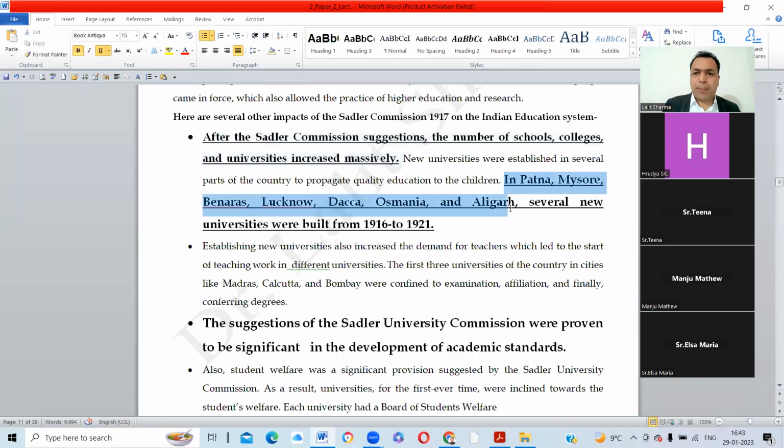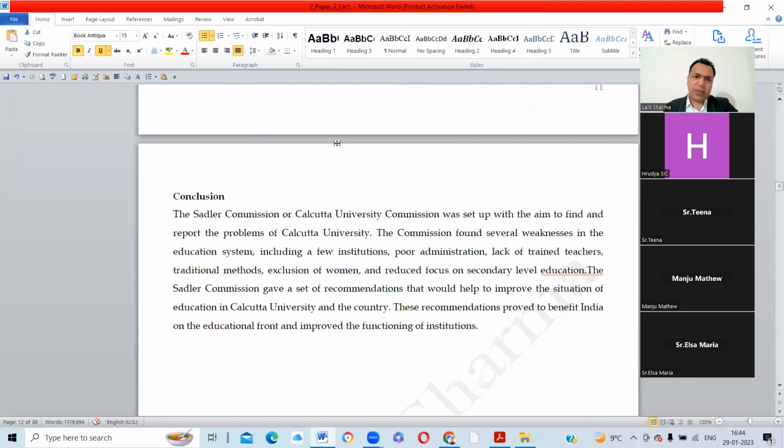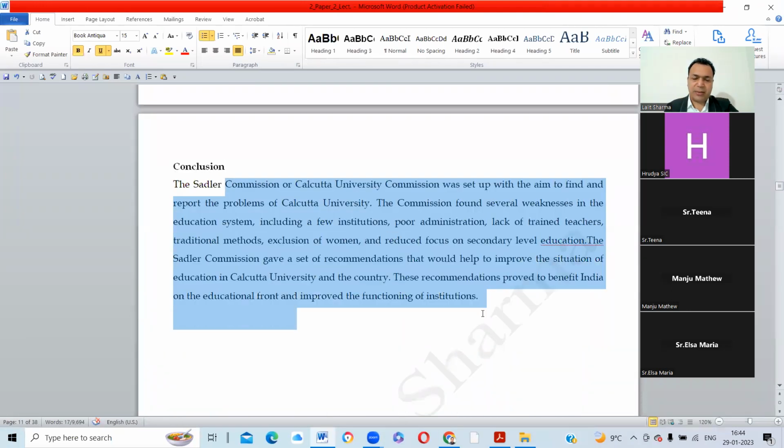So what happened in Patna, Mysore, Banaras, Lucknow, Dhaka, Osmania, Aligarh: several new universities were built from 1916 to 1921. Whereas before this, only one university existed in India, that was Calcutta University, right? So after that, a lot of universities opened, a lot of schools and colleges opened. So a conclusion is a must, guys. Don't forget to write the conclusion.